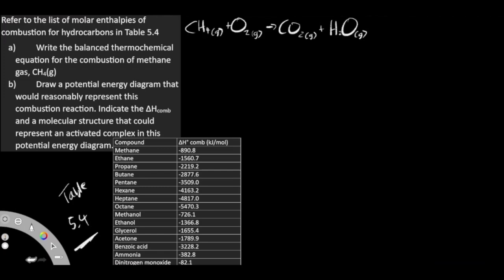Now it says to write a balanced thermochemical equation. We have to find it for CH4, so we can find our CH4, our methane over up there, and as you can see, I'll do it in a different color here. As you can see over there, it is 890.8 kilojoules per mole. So again, it's negative, so we have to put it on the product side. So we're just going to put 890.8 kilojoules, and again, there's only one mole that we can see so far.